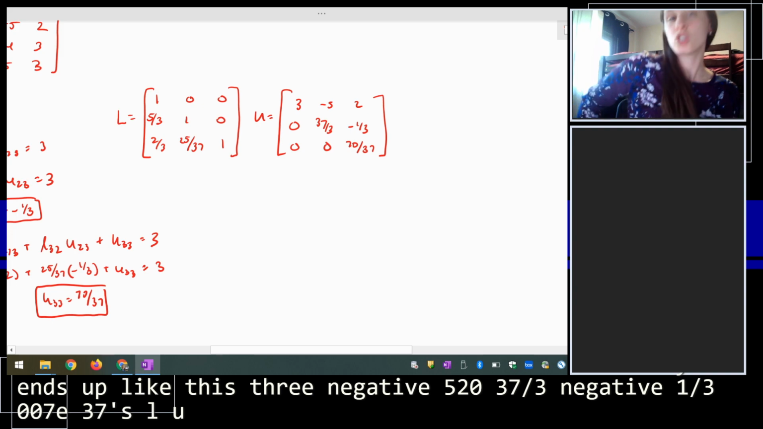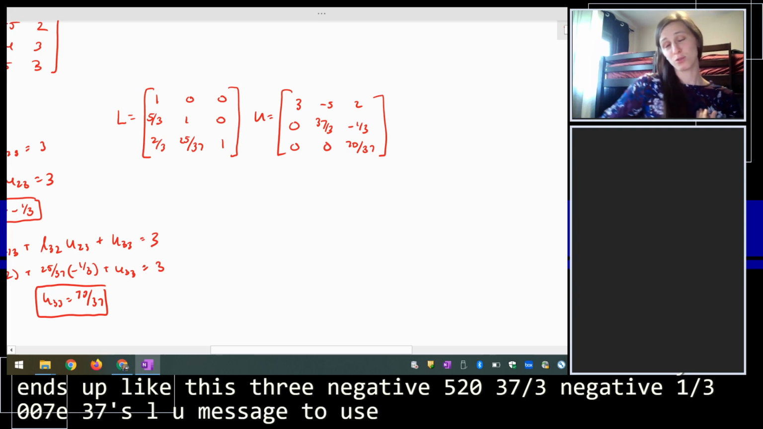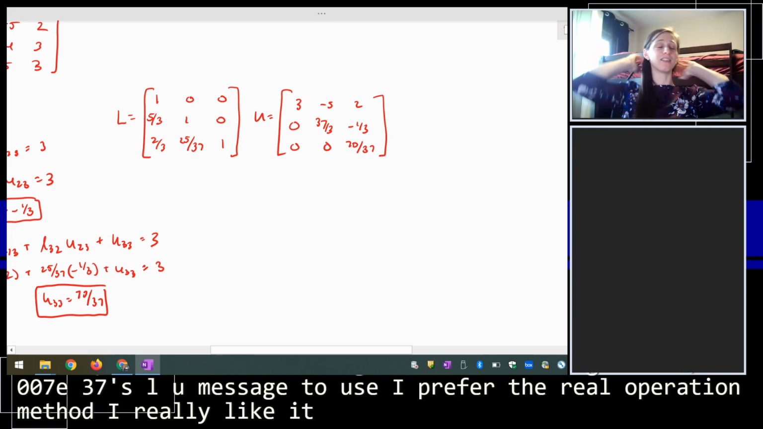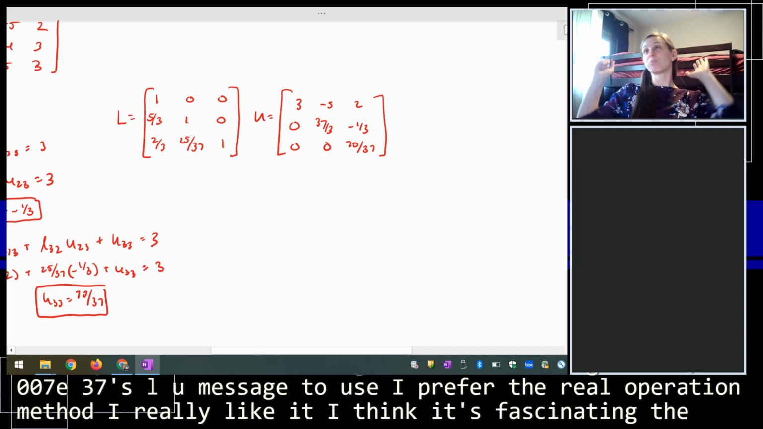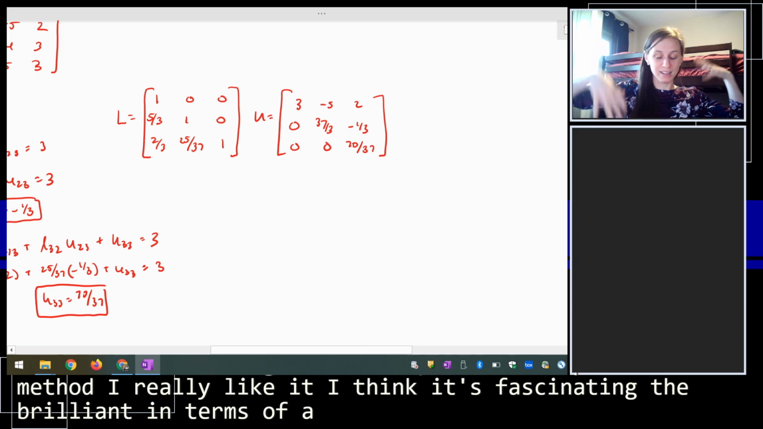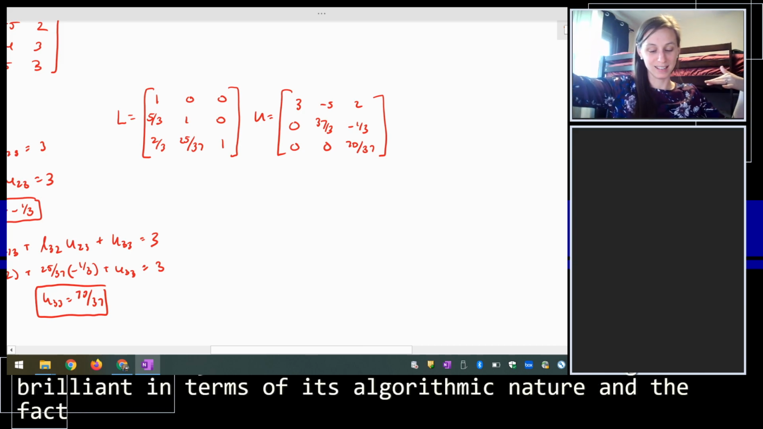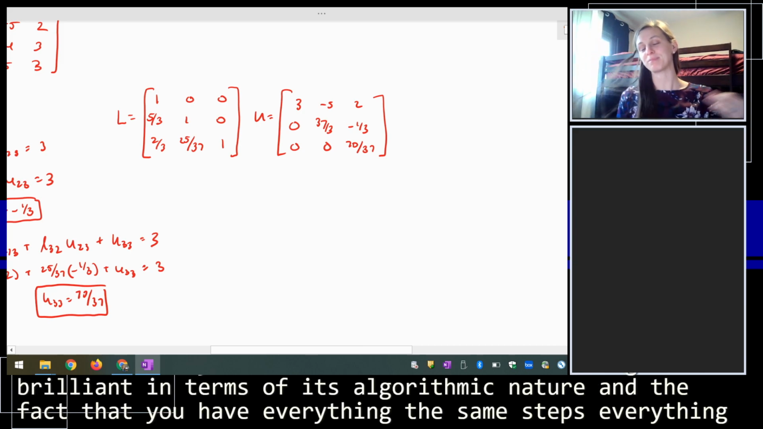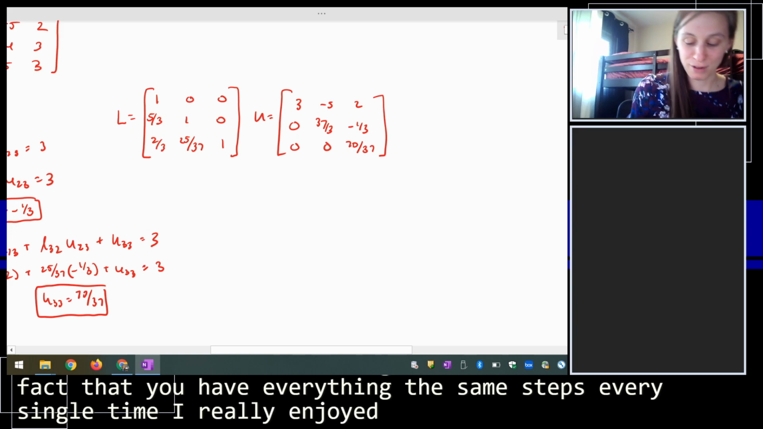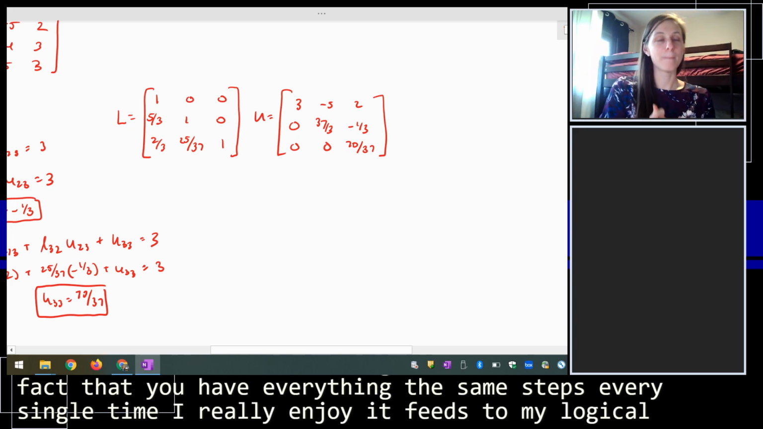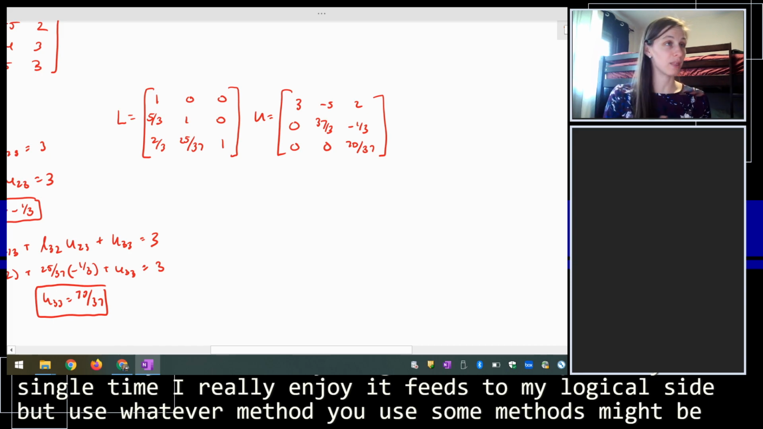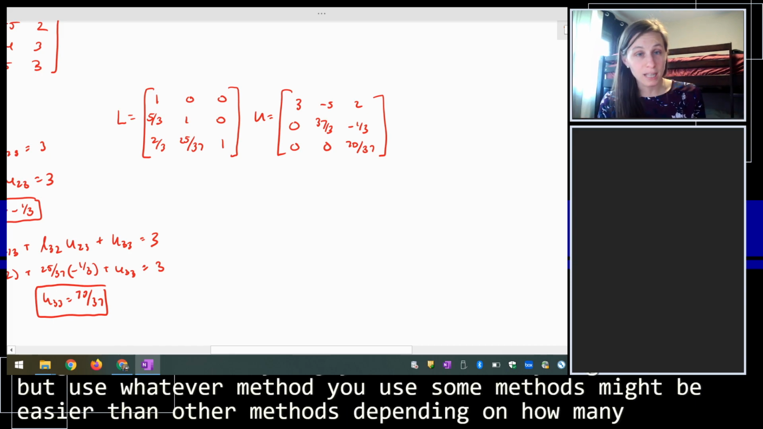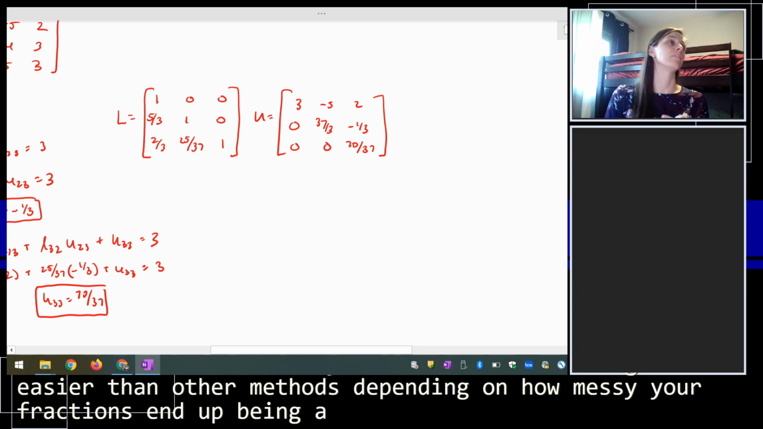We did it. So there's two methods to use. I prefer the row operation method. I really like it. I think it's fascinatingly brilliant in terms of its algorithmic nature and the fact that you have the same steps every single time. I really enjoy it. It feeds to my logical side. But use whichever method you use. Some methods might be easier than other methods depending on how messy your fractions end up being. So, I don't know, try it with both.